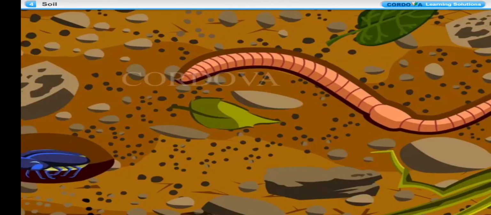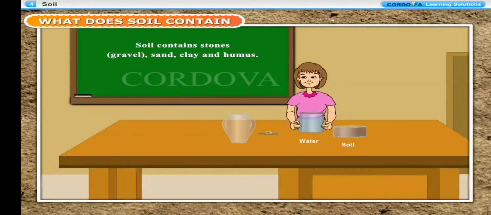Dead plants and animals also get mixed with these pieces. Formation of soil is a continuous process. What does soil contain? Soil contains stones, gravel, sand, clay, and humus.